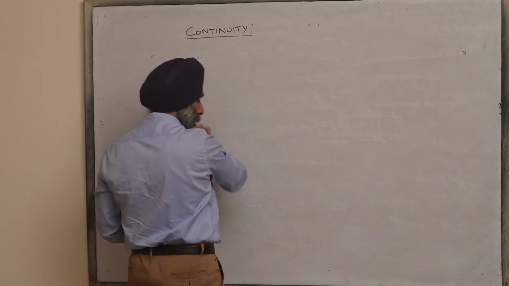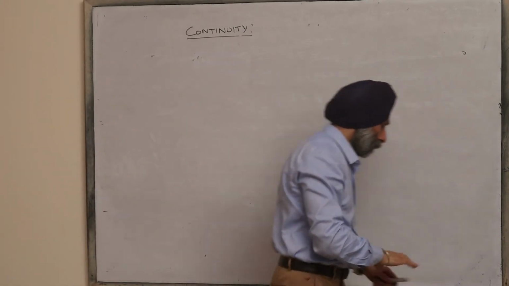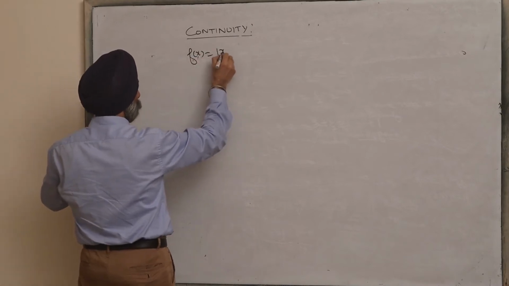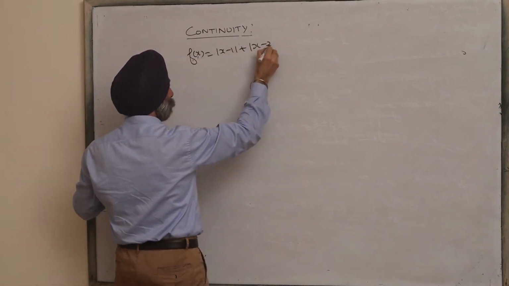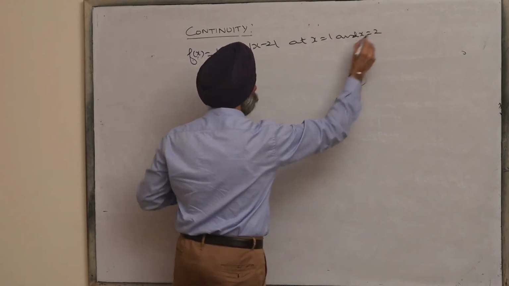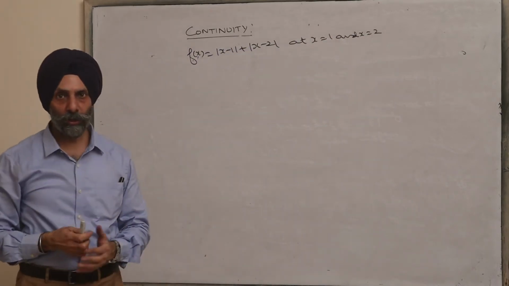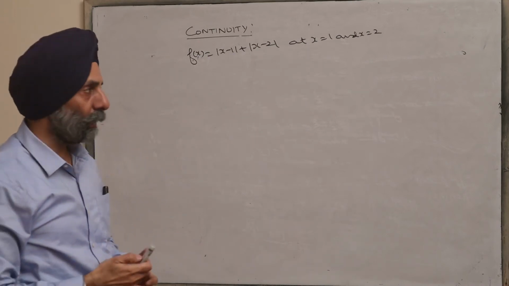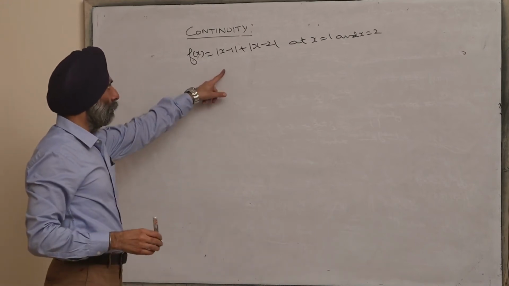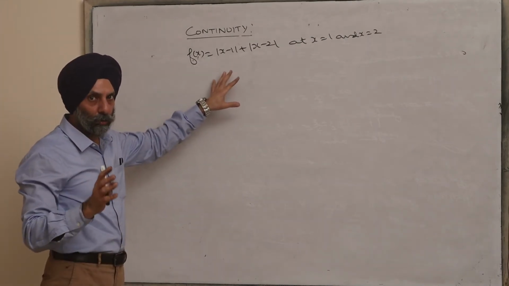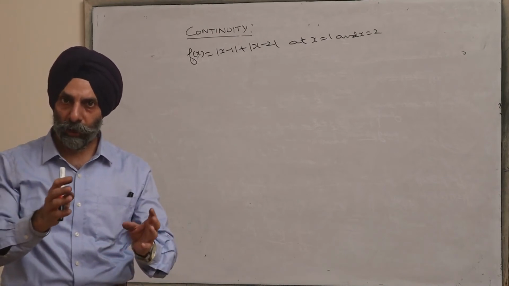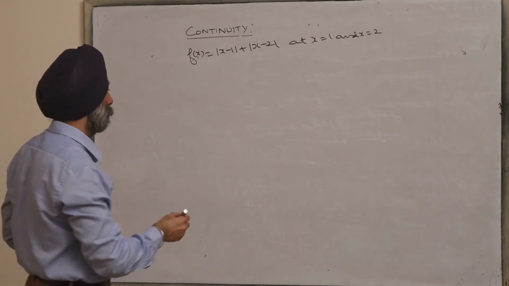Now next is, discuss the continuity of the function f(x) is equal to modulus of x minus 1 plus modulus of x minus 2 at x is equal to 1 and x is equal to 2 here. So we have to discuss the continuity of this function at x is equal to 1 and x is equal to 2. So before discussing this, first of all, we should know how to define this function, how to define the modulus function, and this is also going to be helpful in plotting the graph of this function.